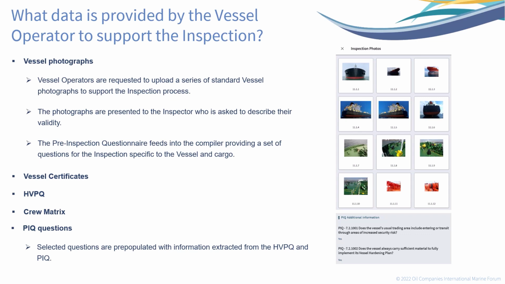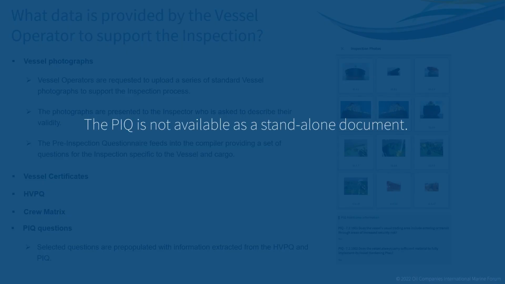Pre-inspection questionnaire (PIQ). An online questionnaire completed by the vessel operator that provides information about the vessel and supplements the information provided in the Harmonized Vessel Particulars Questionnaire (HVPQ). The PIQ is used to gather dynamic information about vessels' operational history and additional static data. This permits the inspection compiler to assign questions when building a bespoke inspection questionnaire for the inspection. Some of the information gathered through the PIQ is inserted into the inspection editor and the final report as information for the inspector and report recipient respectively. The PIQ is not available as a standalone document.